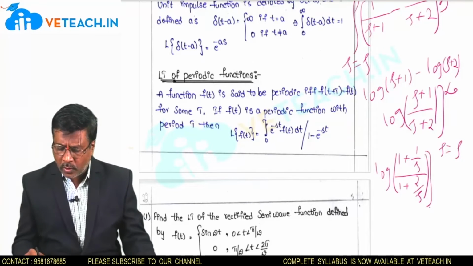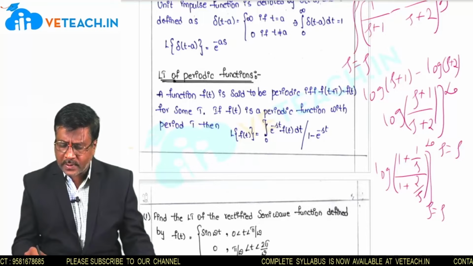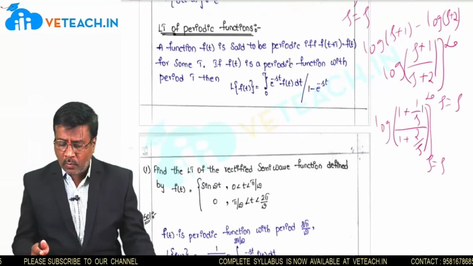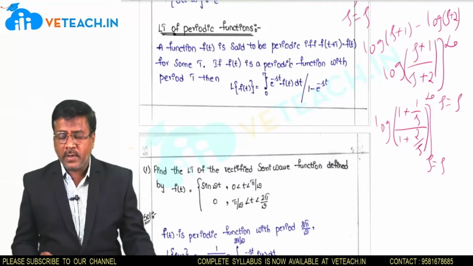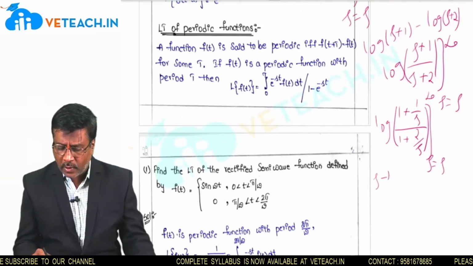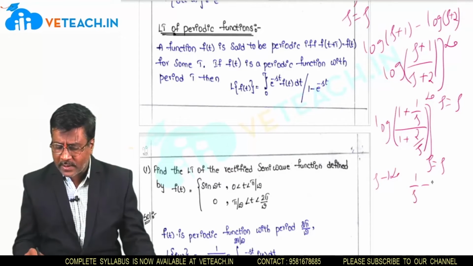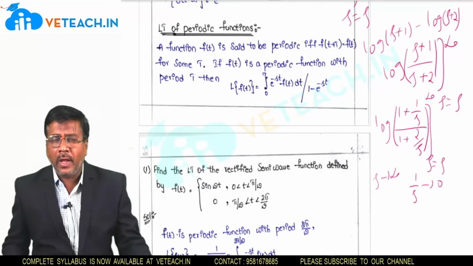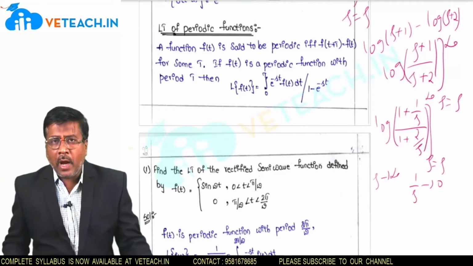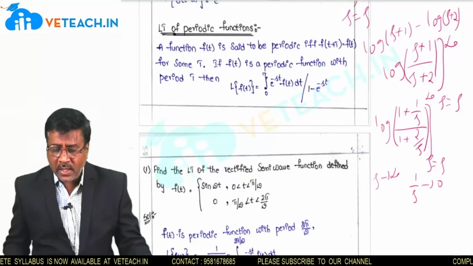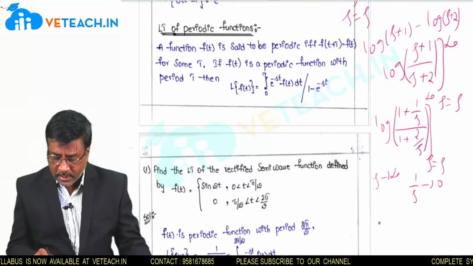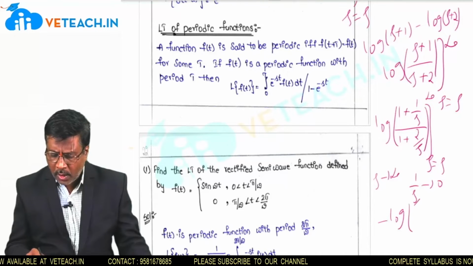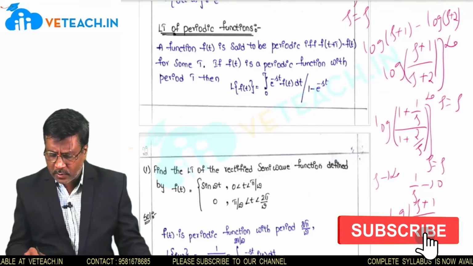Now we have to substitute s tends to infinity. In place of 1 by s and 2 by s we substitute 0, because as s tends to infinity, 1 by s automatically tends to 0. For the upper limit, we get log 1, and the value of log 1 is 0, minus the lower limit term, which is minus log of s plus 1 by s plus 2.